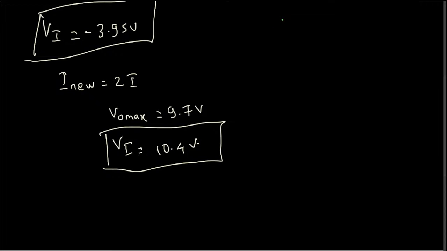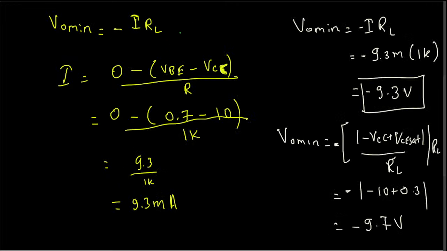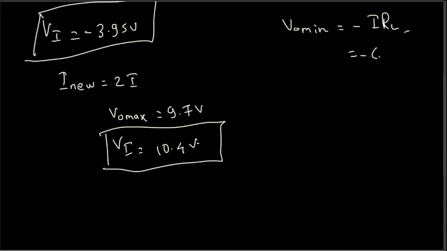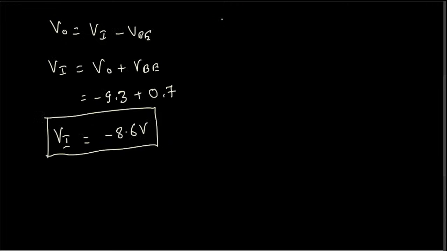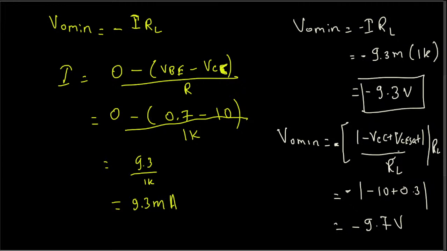But VO minimum is going to be affected, because VO minimum is nothing but negative I times RL. And here the new current is going to be 2 times the current I we found out before. The I we solved before is 9.3 milli, and that's going to be doubled right now, multiplied by 2, and then RL is 1k ohm resistance. Milli kilo cancels, 9.3 times 2 is 18.6, so this is going to be negative 18.6 volts. And for VO minimum there's another equation we have to use, that is this. That's going to be exactly the same thing, because there's nothing related to current, and when you calculate, you're going to get negative 9.7.